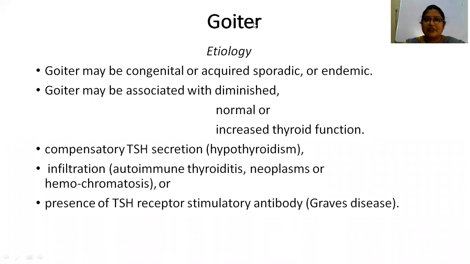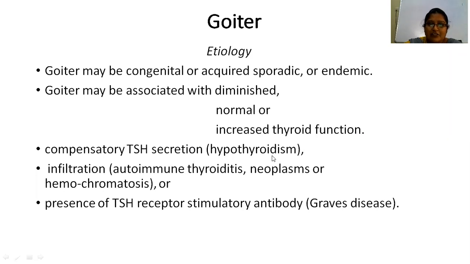Coming to goiter. Goiter is nothing but enlargement of the thyroid gland, or simply thyromegaly. When do you say clinically that it is thyromegaly? When the lateral lobe of the thyroid, when compared to the child's terminal phalanx of the thumb, is larger, then it suggests goiter. Okay, it can be congenital or acquired. Acquired can be sporadic or endemic, and it can be goiter with diminished, normal, or increased thyroid function.